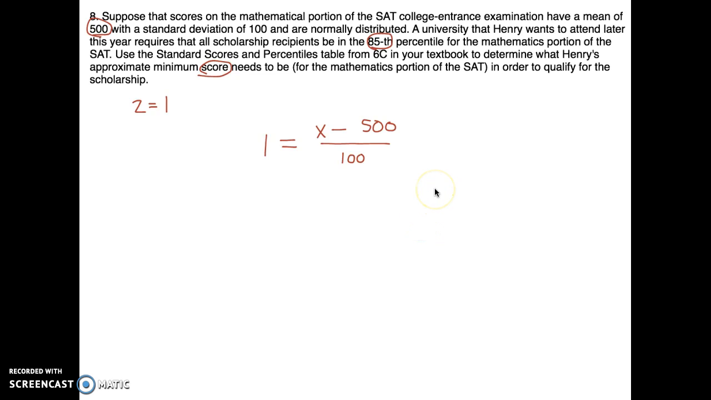So this is the formula that you're going to go through and solve. So it's a formula that we've used, but in this case, we're looking for something on the right side of the formula instead of solving for the z-score.